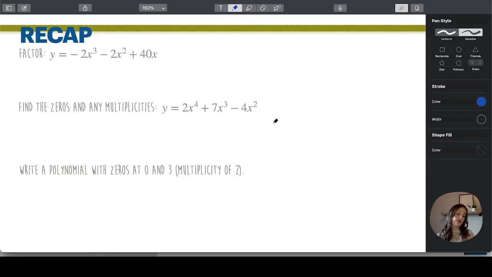So to recap, the first thing we're going to do is factor this polynomial. Then we are going to deal with finding the zeros and any multiplicities, and then we're going to work backwards, writing the polynomial. So I'd like for you to attempt these problems, pause the video, and when you're ready to see the answers, go ahead and click resume.